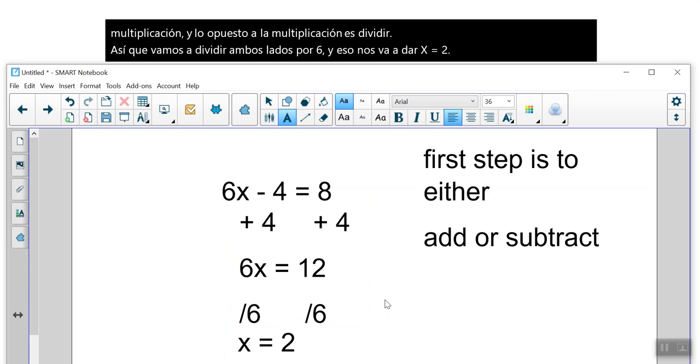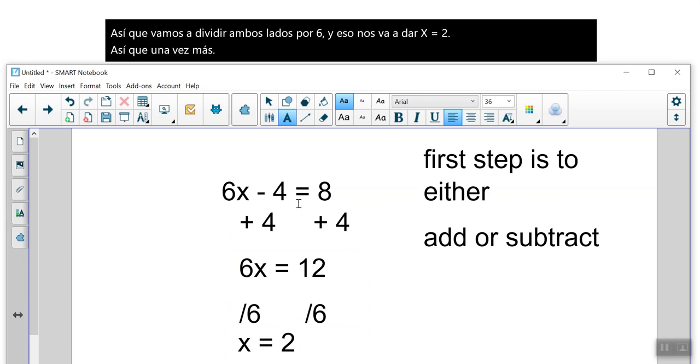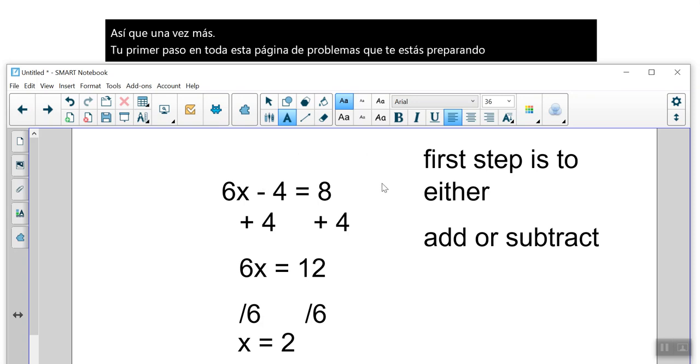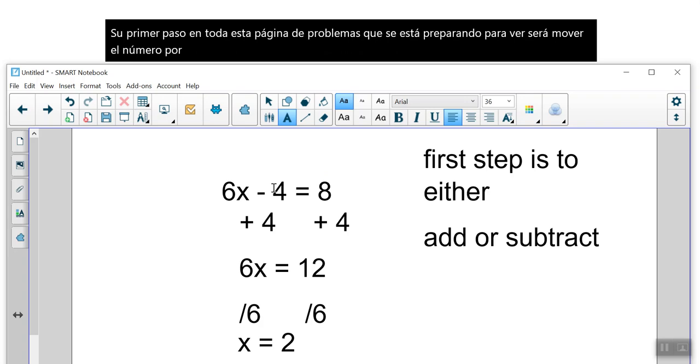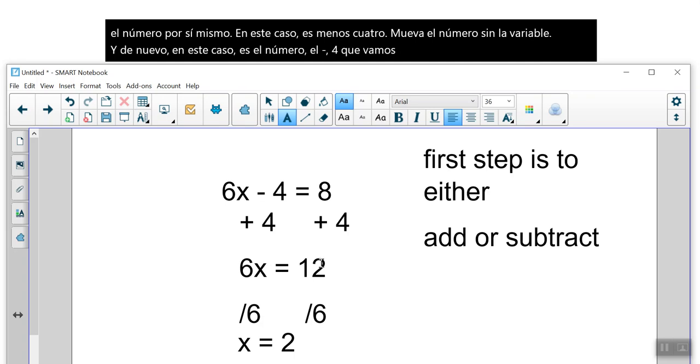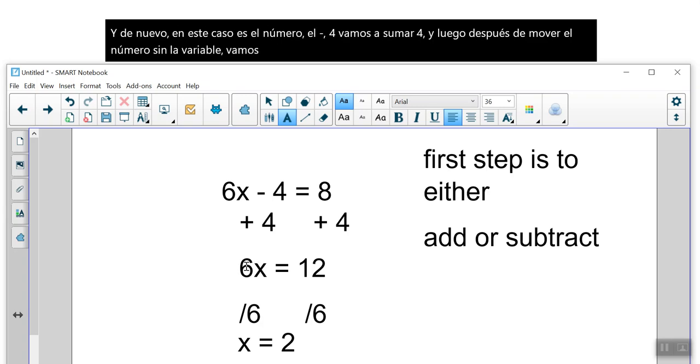So one more time. Your first step in this whole page of problems that you're getting ready to see is going to be to move the number by itself over. In this case, it's minus 4. Move the number without the variable. In this case, it's the negative 4. We're going to add 4. And then after we move the number without the variable, you're going to have this multiplication here, and you're going to divide. So the first step is to either add or subtract. In this case, we added.